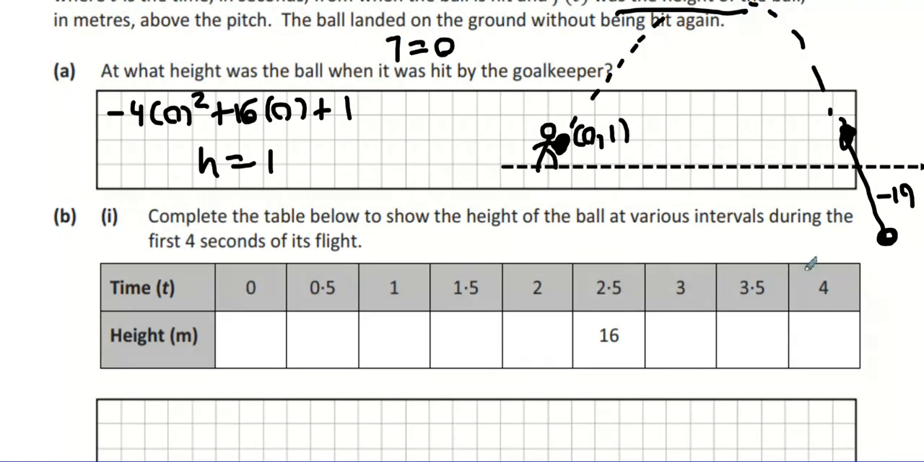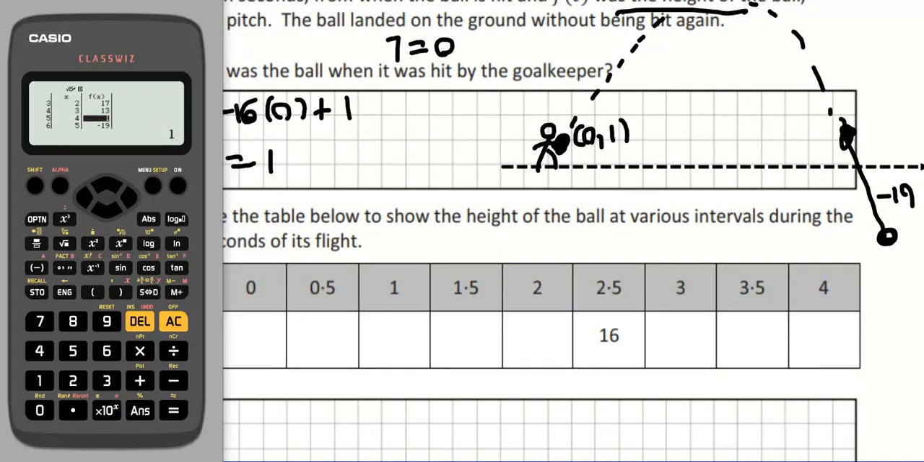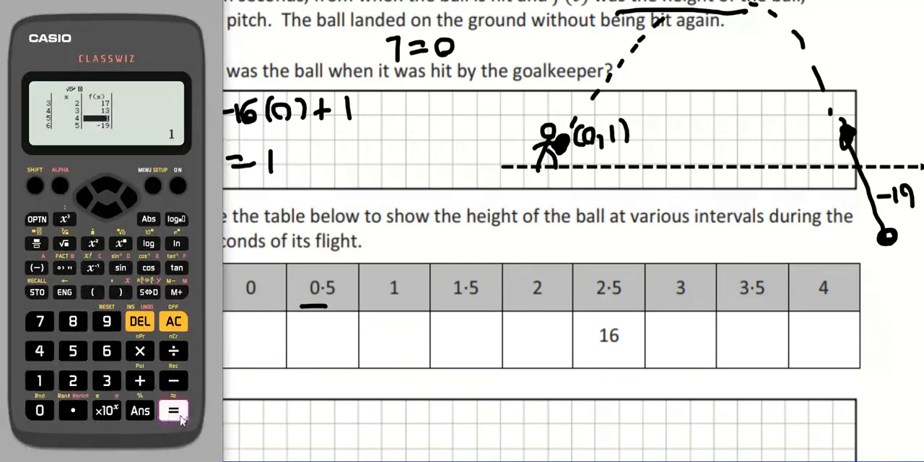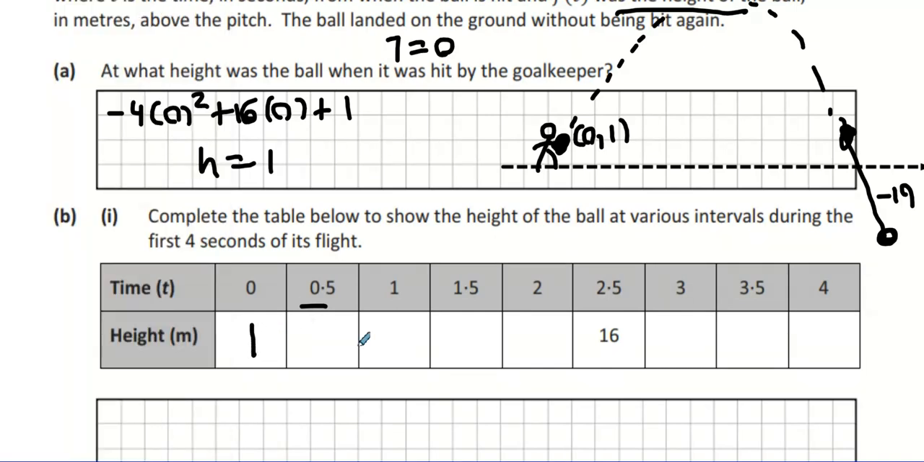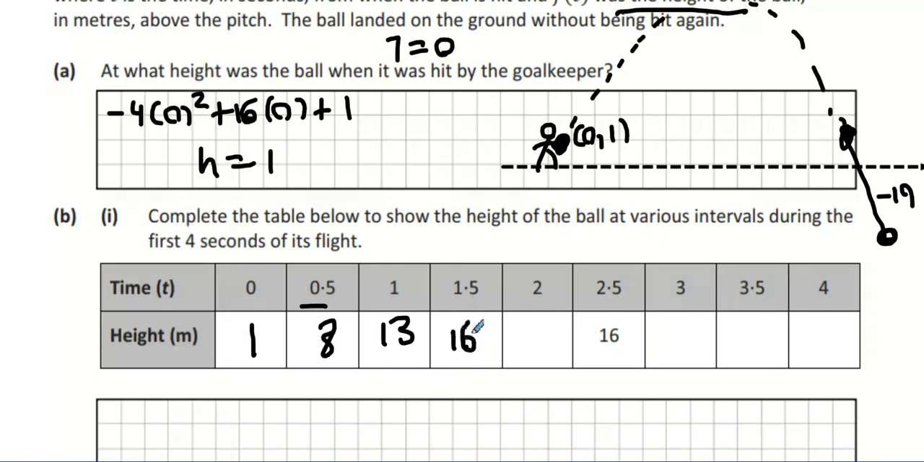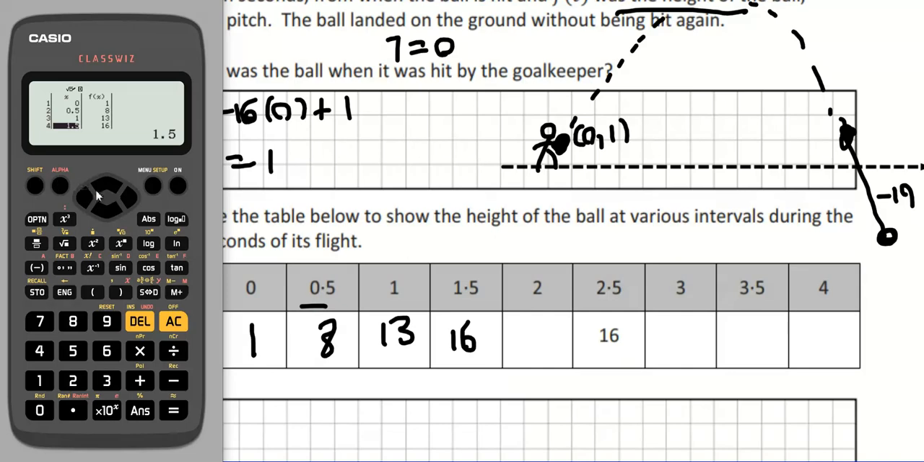Complete the table below to show the height of the ball at various intervals. Okay, so I actually already have this, but you notice that the gaps are 0.5. So I'm going to reduce my interval, or my step, to 0.5. And then I have all these numbers now. So 0 is 1, 0.5 is 8, 1 is 13, 1.5 is 16, 2 is 17.